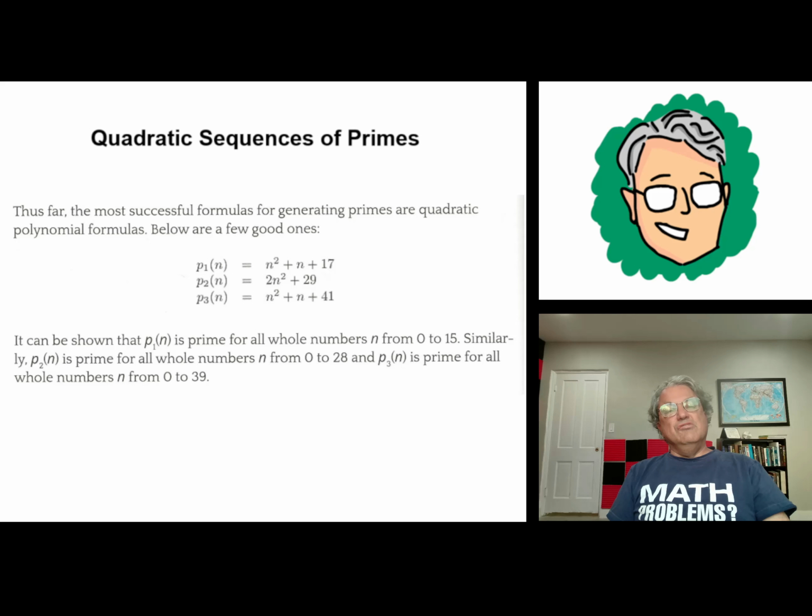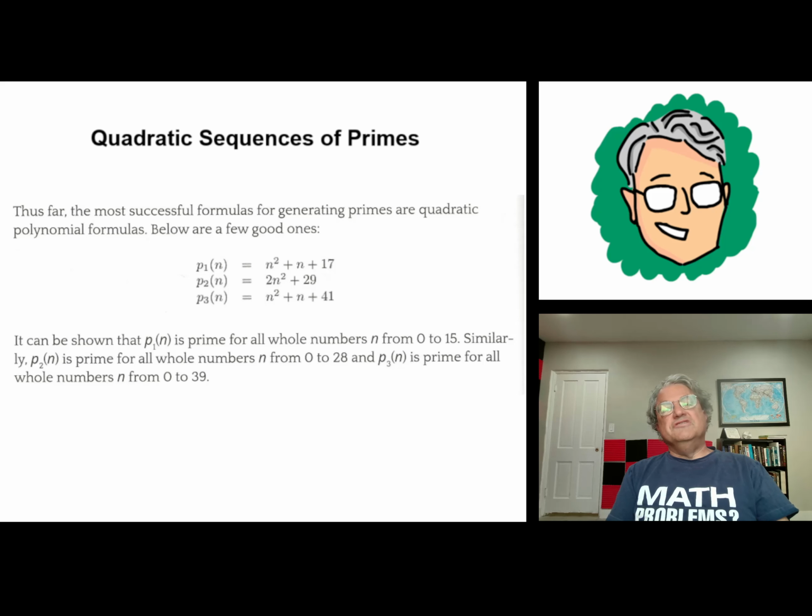And then, can we do better? Well, it turns out we can do a lot better. It turns out that there are certain quadratic sequences. These are just quadratic polynomials, polynomials of the form ax squared plus bx plus c. You probably learned those when you were in high school. So it turns out that there are some quadratic sequences of integers which yield a lot of primes. Not always primes, but pretty close.